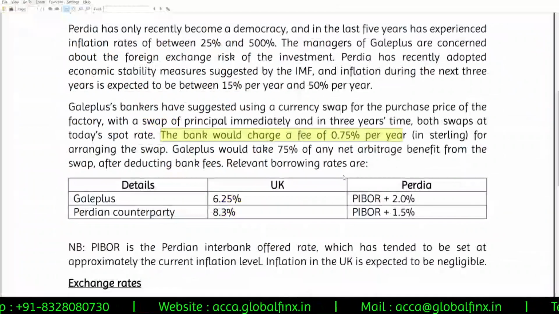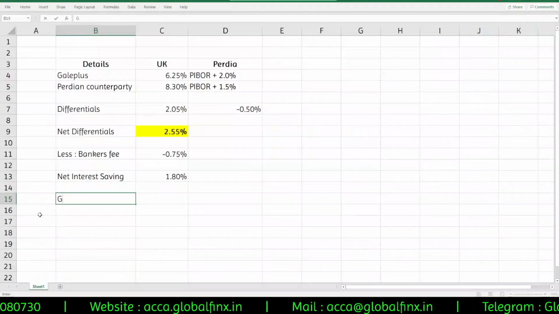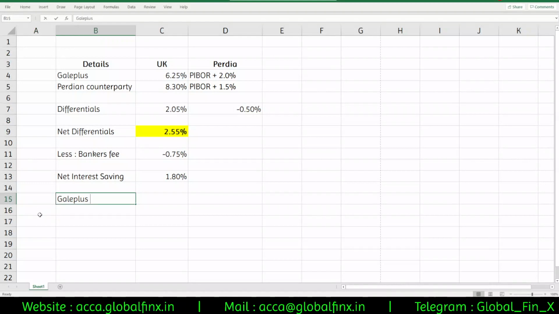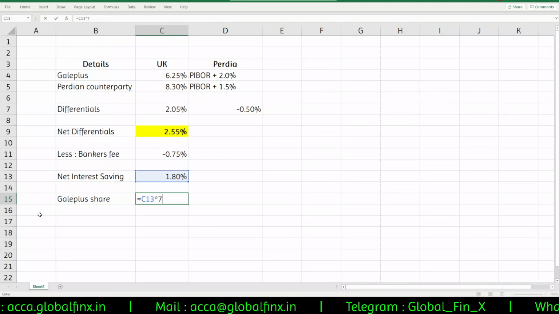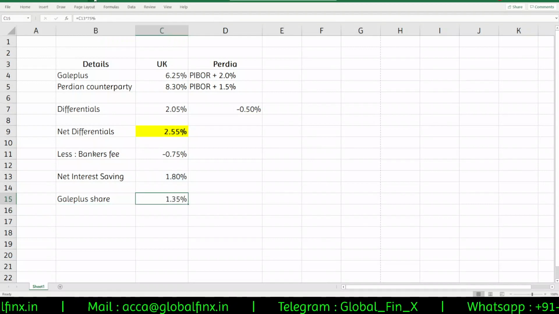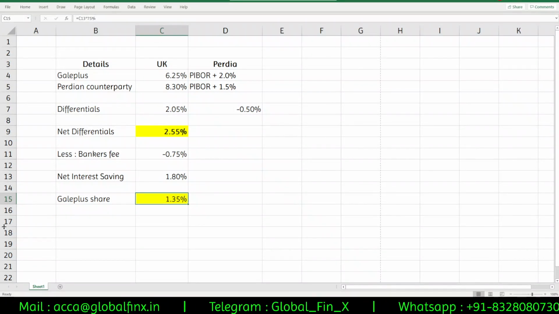They have also given in the question that Galeplus would take 75% of the net arbitrage. Galeplus benefit is 1.8% into 75%, that is 1.35%. So the net savings for Galeplus through this swap would be 1.35% per annum.